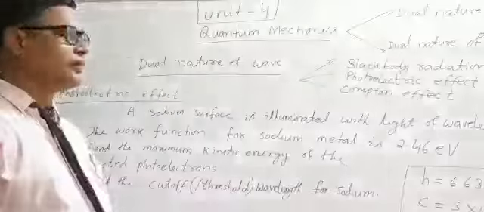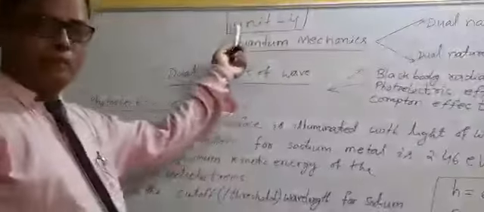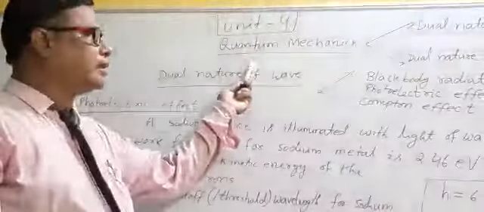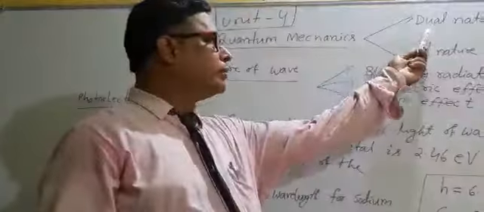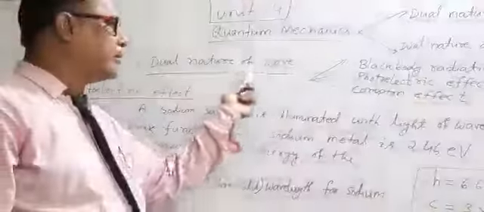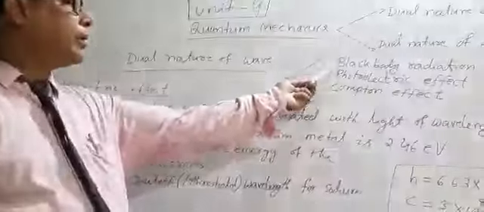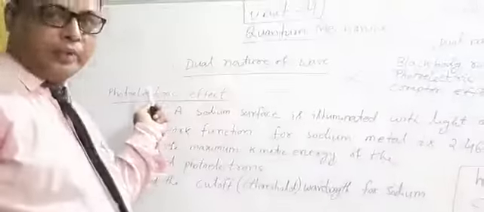Dear students, let us discuss some problems of Unit 4. Already I have discussed Unit 4, quantum mechanics. Quantum mechanics has two aspects: dual nature of wave and dual nature of particle. In the dual nature of wave, we have discussed three cases: blackbody radiation, photoelectric effect, and Compton effect. First we start with the problem of photoelectric effect.